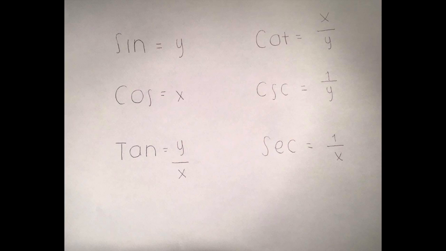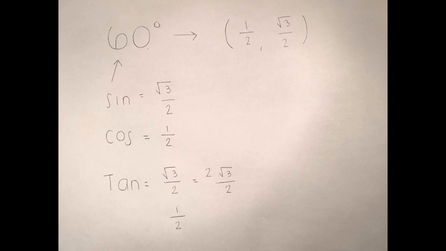If they ask you the tangent, it will be y over x, so it will be the root square of 3 over 2 over 1 over 2. So you do the operation. I'm going to do it, and it will be the root square of 3 over 2 over 1 over 2. So we do the operation, and we will have 2 multiplying the root square of 3 over 2. And that will be the tangent.